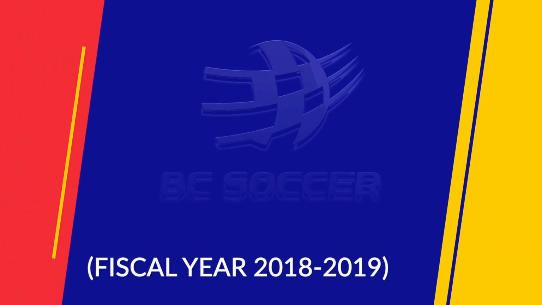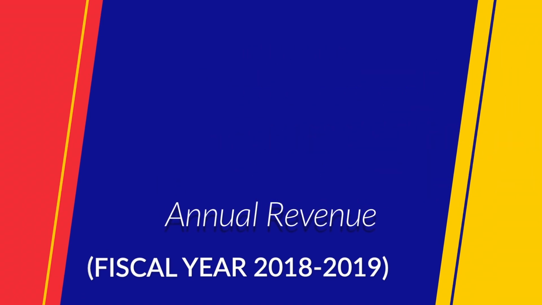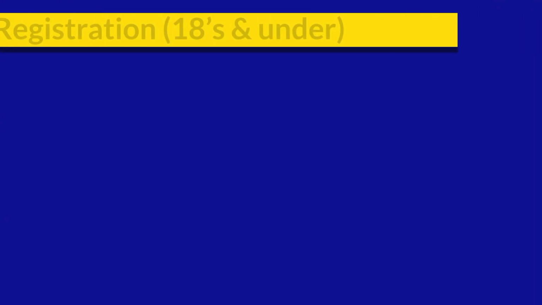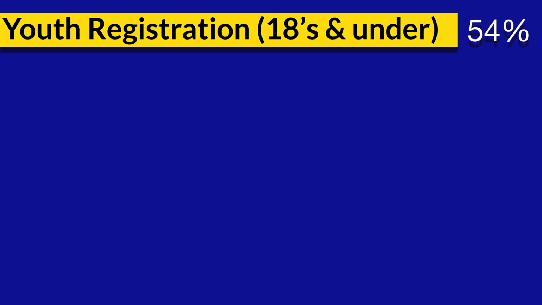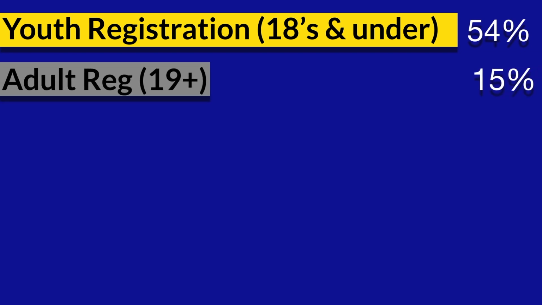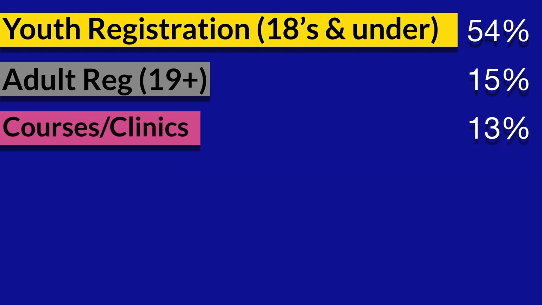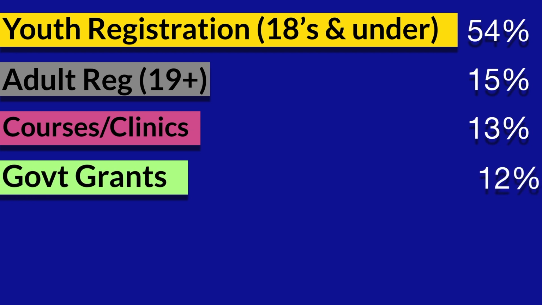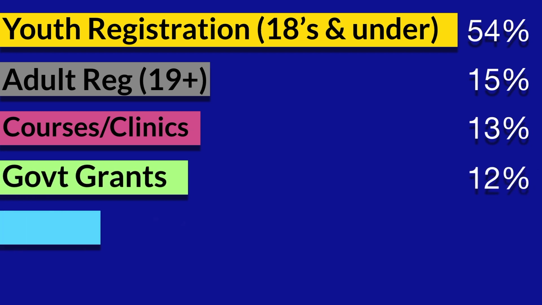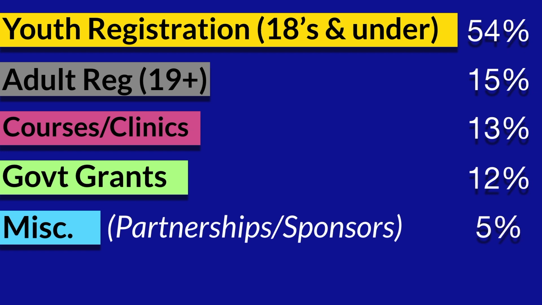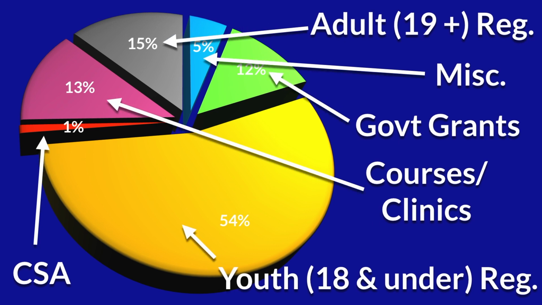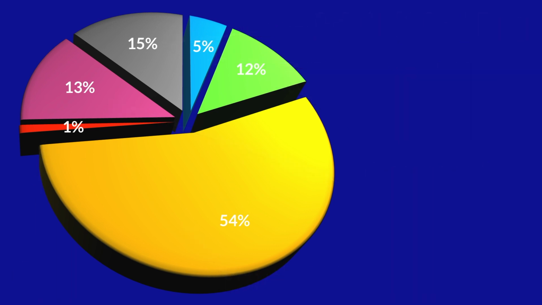Let's show you our main sources of revenue. First, by a large margin, is youth registration, which here we'll categorize as 18s and under. Then comes adult registration at 15%. The clinics and courses we run for referees and coaches amounts to 13%, followed by government grants from Via Sport at 12%. Sponsorship and miscellaneous revenue make up 5%, and the CSA sends us 1%, which is targeted to specific programming. When you look at it from a pie chart perspective, you can see how much BC Soccer depends on youth registration and how we need to explore alternative revenue sources, which we are actively doing.